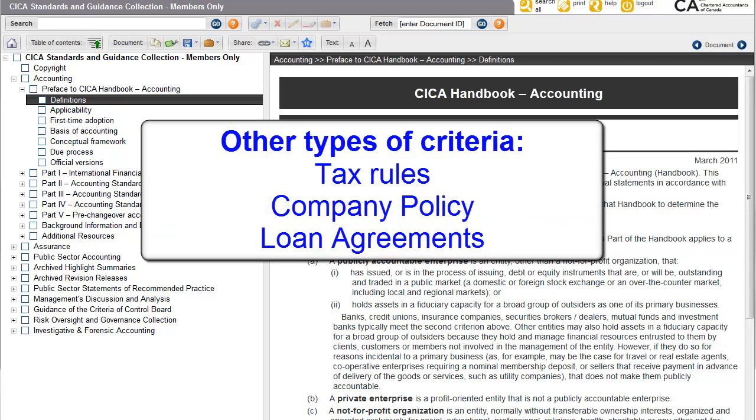For example, tax auditors have the tax rules and regulations. Internal auditors have the company's policies and procedures to use as their criteria. And external auditors may be engaged to express an opinion on criteria other than generally accepted accounting principles, such as compliance with a loan agreement.